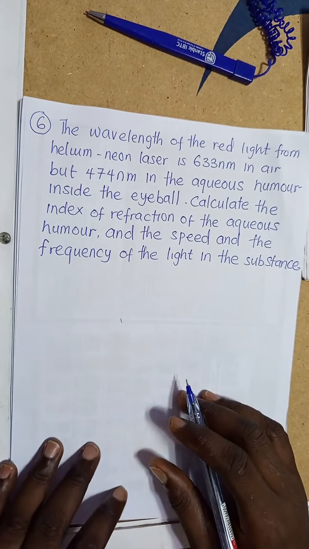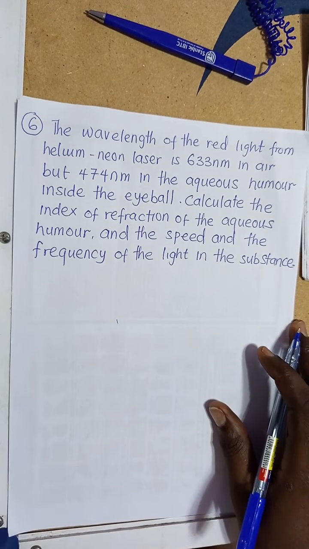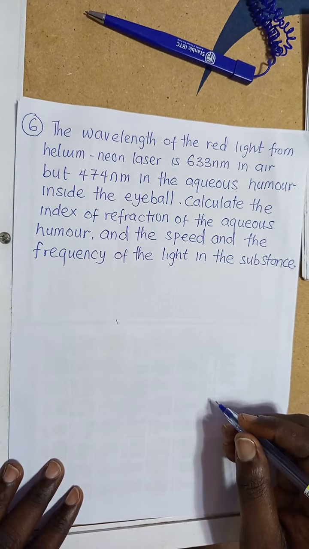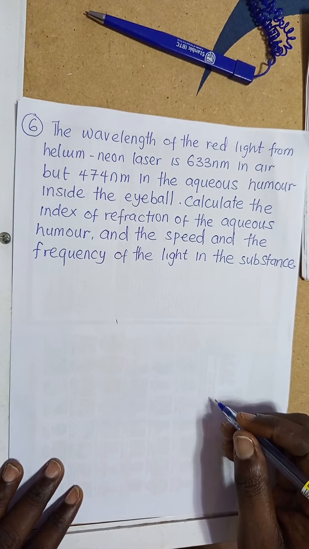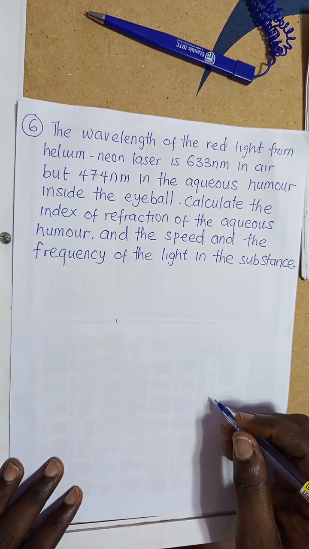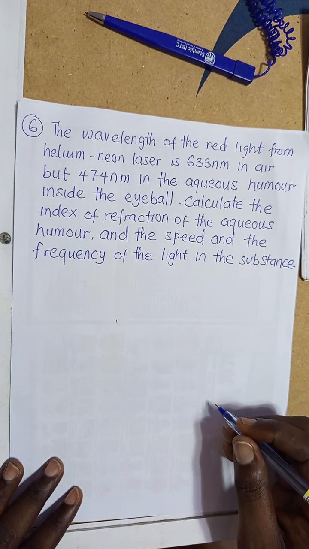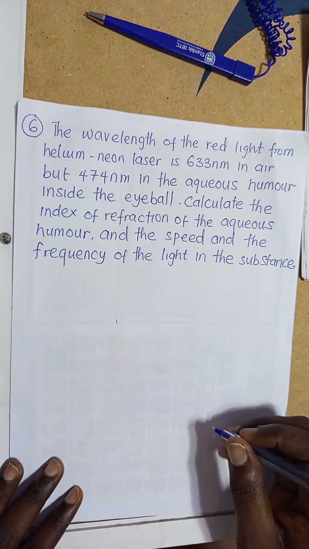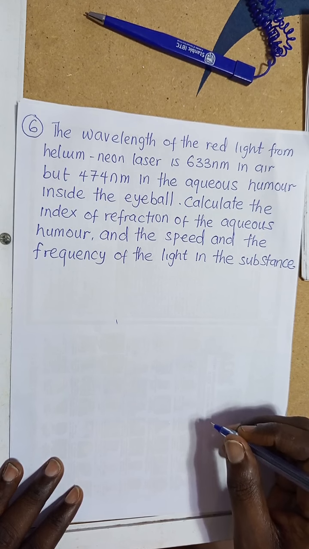Let's go to number 6. You say the wavelength of red light from a helium neon laser is 633 nanometer in air, but 474 nanometer in the aqueous humor inside the eyeball. Calculate the refractive index of the aqueous humor and the speed and the frequency of light in the substance.